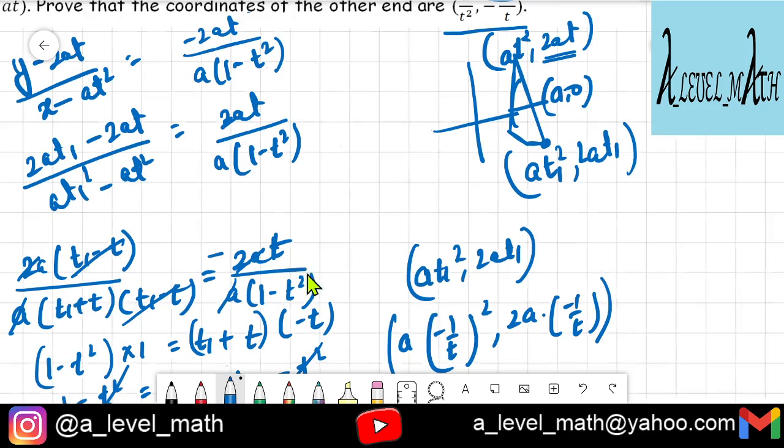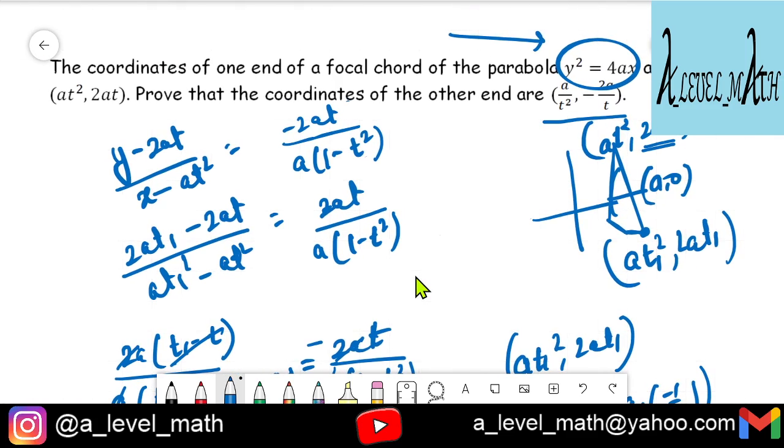So I think I messed up this question a little, so that's why I need to remind you of this entire question once again. We were asked to find out that if I assume that at square comma 2at is one end of the focal chord, we were asked to prove that the other end of the focal chord is a by t square comma minus 2a by t.